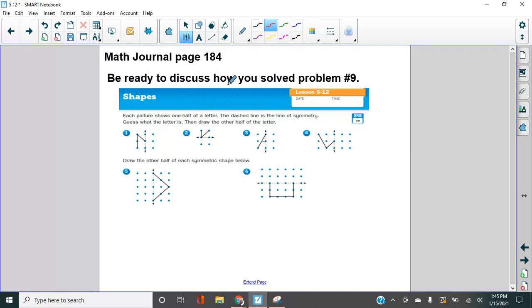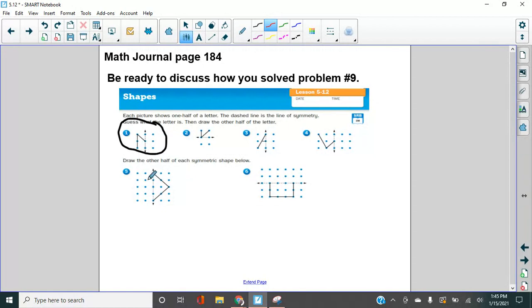All right, so you are working today on Math Journal page 184. It is lesson 5.12, and it's about shapes. What you're going to try to do here is to guess what the letter is going to be for number one. This is half of a letter. Which letter is it half of? So do some predicting and then draw the other half and see if you were right. So I might say, I predict this is going to be the letter Z. I don't think that's my prediction, but I don't want to give it away. And then draw the other side to see if you were right.